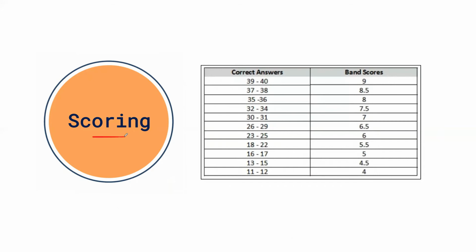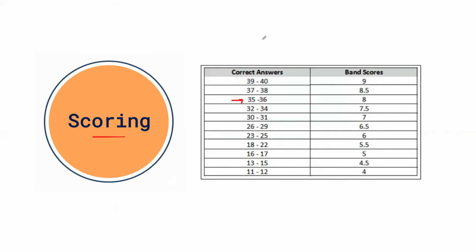There isn't that much to say about scoring, just that there are your correct answers on the left-hand side of this table and the corresponding band score on the right-hand side. Now, this is from IELTS. We don't know the exact formula of their scoring in general for the entire exam, but if you practice at home and you get 35 questions correct, for example, you can put yourself at a band 8.